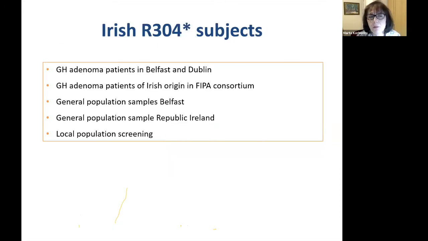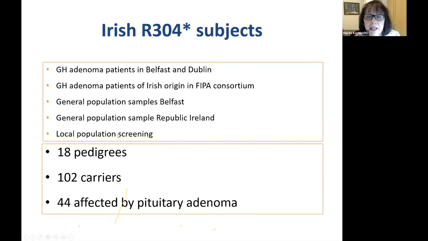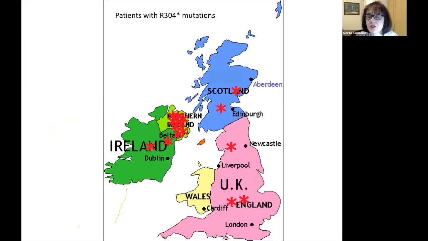So we completed our study with samples from Belfast and Dublin endocrine departments, and then other Irish patients from our collection, and some population samples, both from Northern Ireland and the Republic of Ireland, and the local population screening. At the time, a few years ago, we found 18 families, 18 pedigrees, and quite a lot of patients and carriers who are unaffected but carrying the gene. And this is just a map to show you some of these families where they live today.